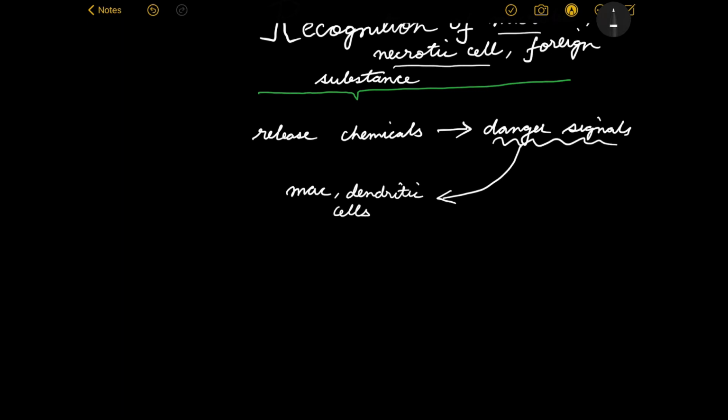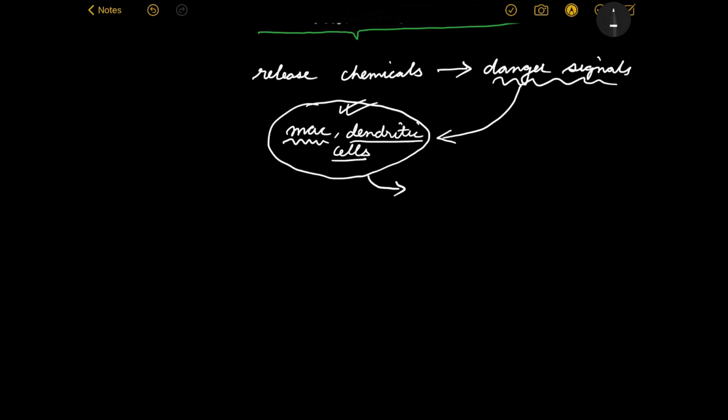etc. But what do these macrophages or dendritic cells, all the types of cells which can recognize these kinds of danger signals, what do they have? What do they specifically have which can recognize this? They have certain very special types of receptors which have been aptly named pattern recognition receptors. Okay?